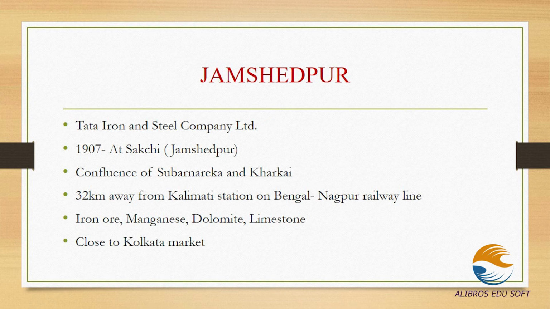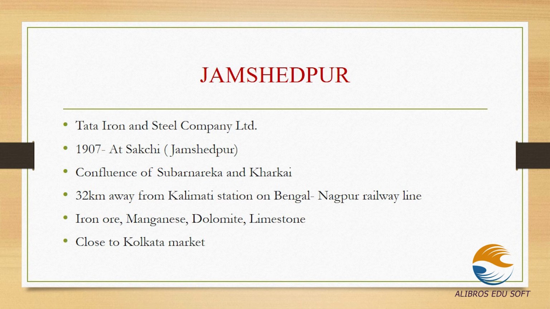Next is Jamshedpur. Before 1947, Tata Iron and Steel Company Limited was the only steel plant in India. It began in 1907 as Sakchi in Jamshedpur at the confluence of the Subarnarekha and Karkai Rivers in Jharkhand. Why was Jamshedpur chosen? As I said before, different industries are located in the country according to the availability of different characteristics like raw materials, availability of water, transportation facilities, availability of labor, etc.